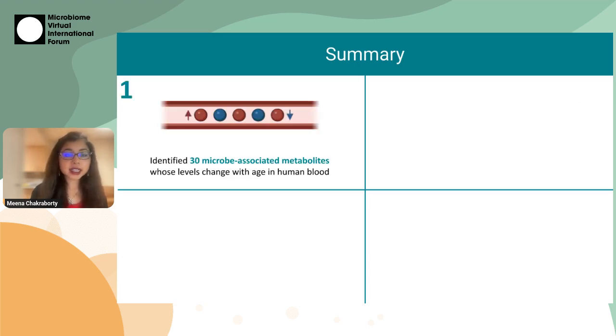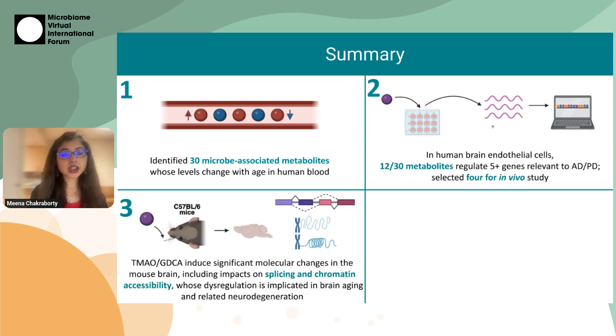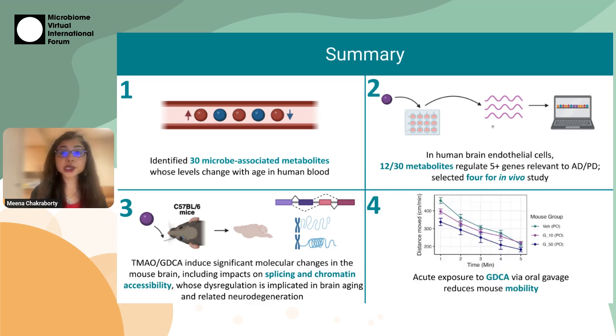So to summarize, we first identified 30 microbe-associated metabolites whose levels change with age in human blood. Then we saw that in human brain endothelial cells, 12 of these metabolites regulate at least 5 genes relevant to Alzheimer's and Parkinson's, and we selected 4 for in vivo study. We saw that TMAO and GDCA induce significant molecular changes in the mouse brain, including impacts on splicing and chromatin accessibility, whose dysregulation is implicated in brain aging and related neurodegeneration. And finally, we saw that acute exposure to GDCA via oral gavage reduces mouse mobility.